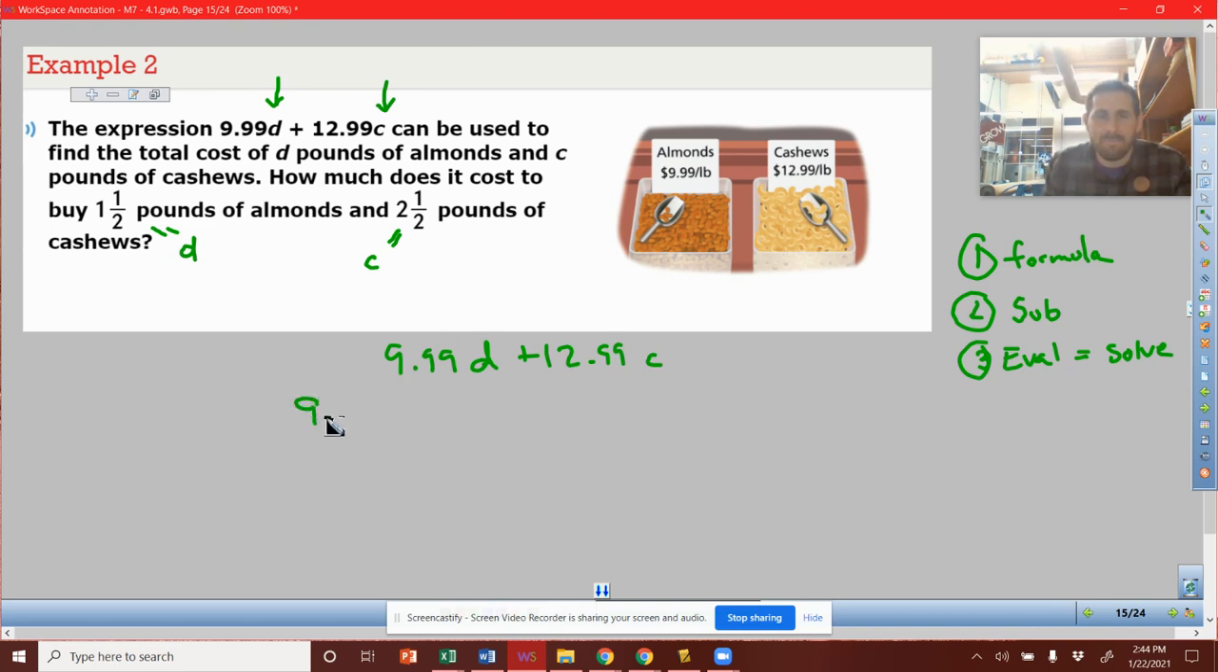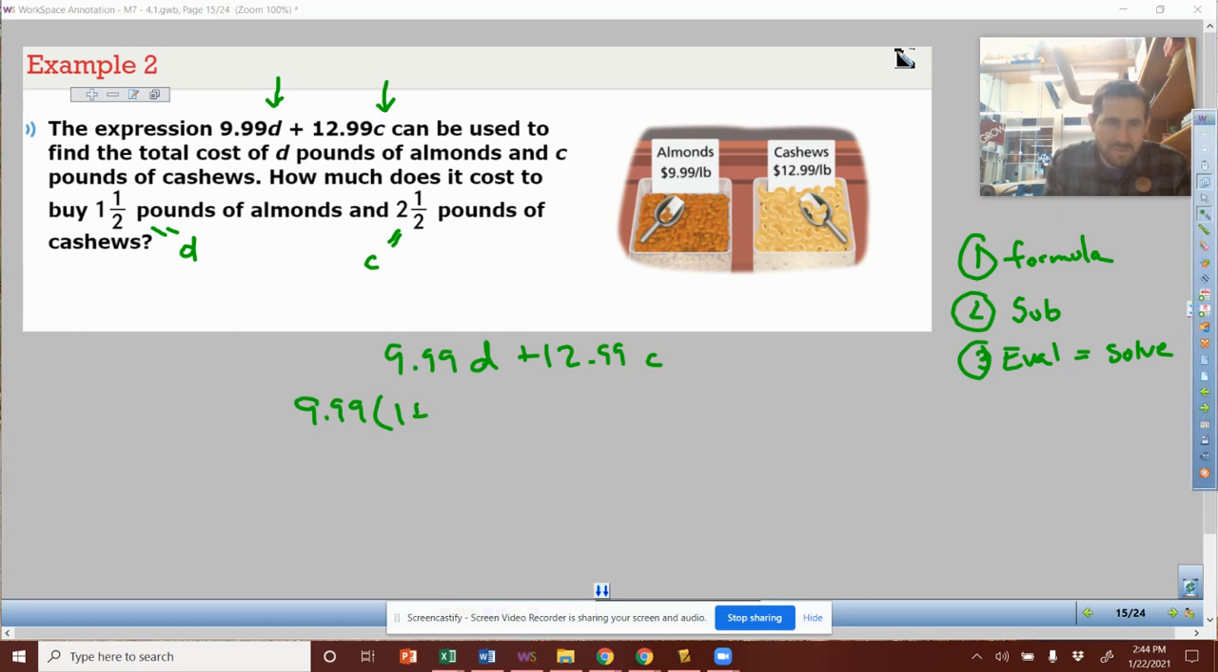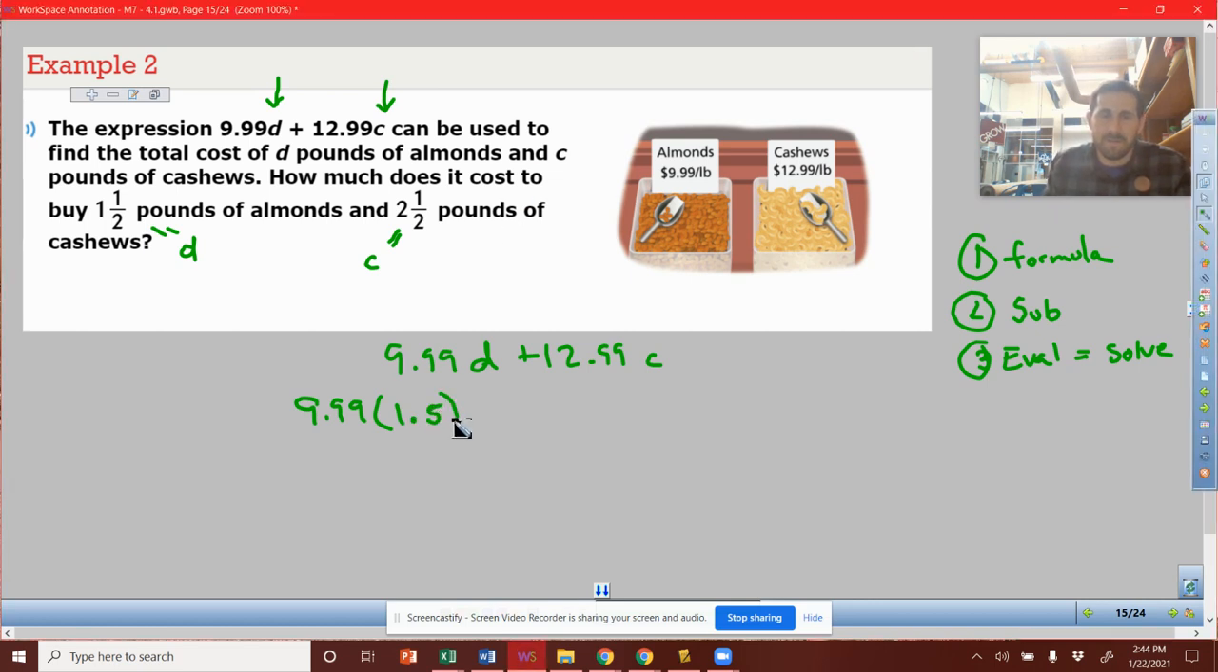So now I'm going to write 9.99, and here I'm going to insert D, which is 1.5. I can do 1.5 as a fraction, but if I'm going to do this by hand, I'm certainly just going to put in a decimal there. Okay, now we're going to do 12.99 times 2.5. So again, I'm going to put a decimal. And that's going to be my total amount, so I'm going to just put a T for total.